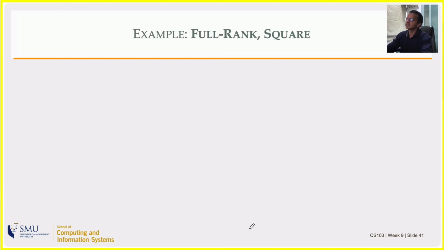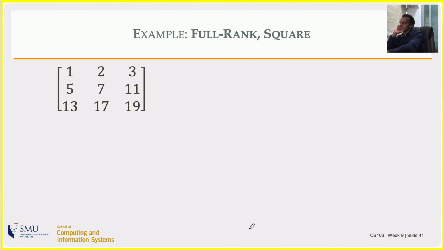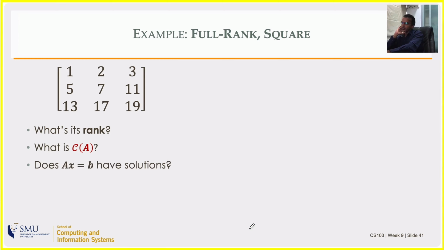Now let's go through a bunch of examples kind of quickly because we've done this already. I have a matrix here, all prime numbers, 3 by 3 matrix. What's its rank? It is 3. What is its column space? It's all of R3. Does Ax equal to b have solutions? How many solutions? It's unique because this is invertible.